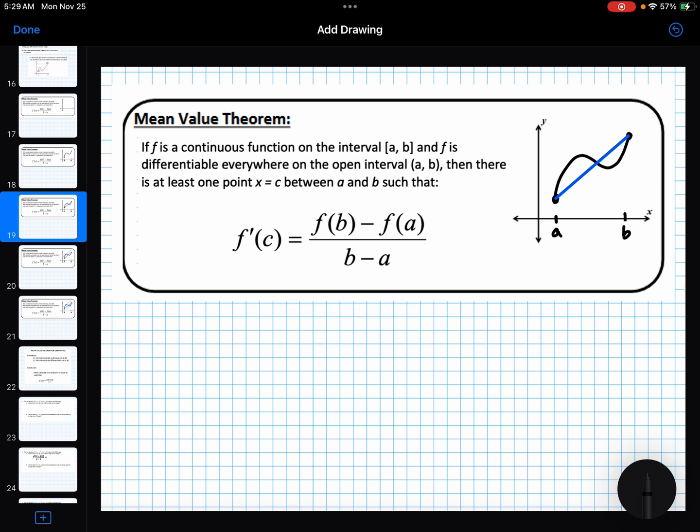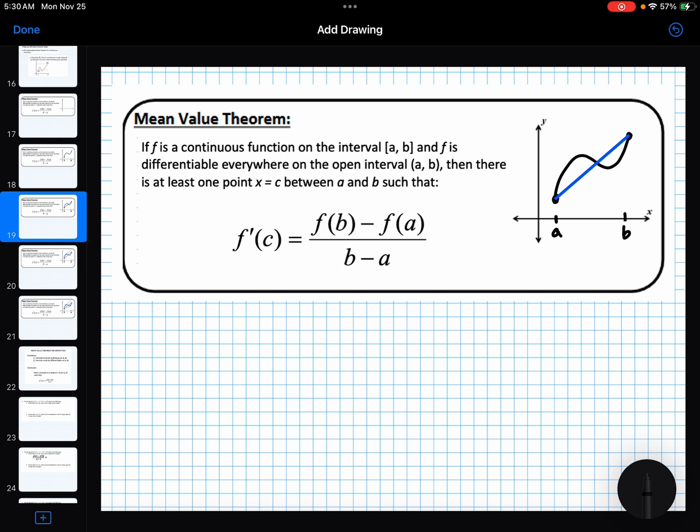To be continuous on the closed interval means there's no holes in the graph, there's no gaps or discontinuities, no vertical asymptotes. You can draw the whole thing without lifting your pen or pencil up on the entire span from a all the way to b.